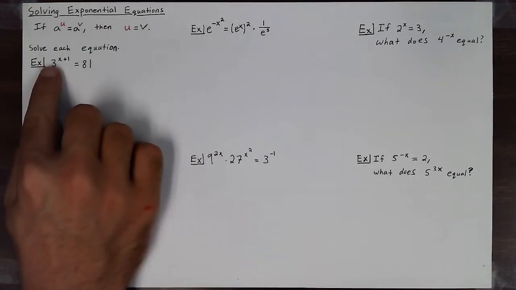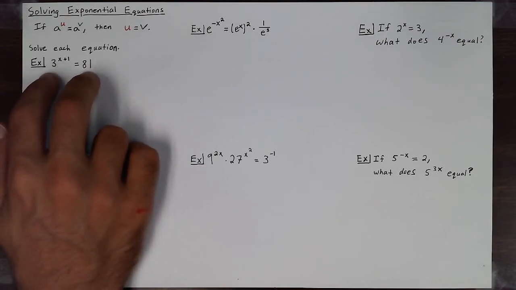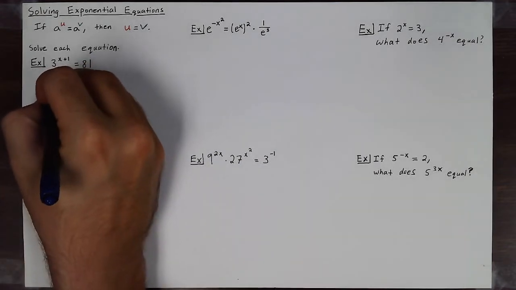So here, if I have 3 to the x plus 1 is equal to 81, right now these bases are not the same. 81 can be rewritten as 3 to the 4th power.